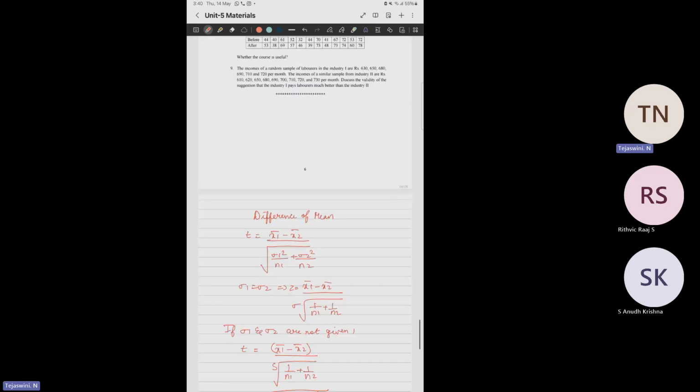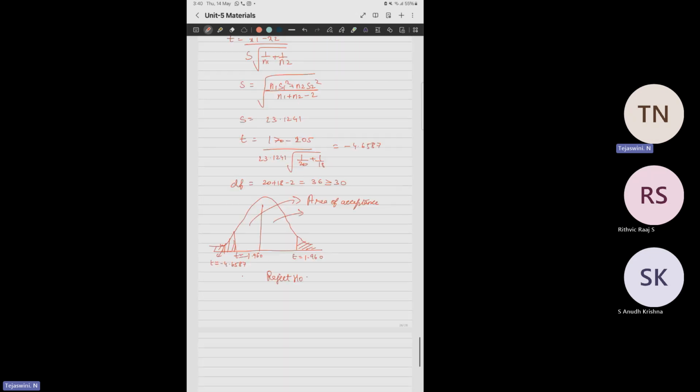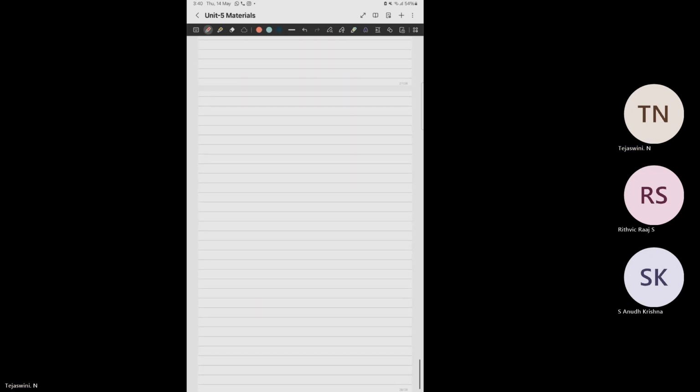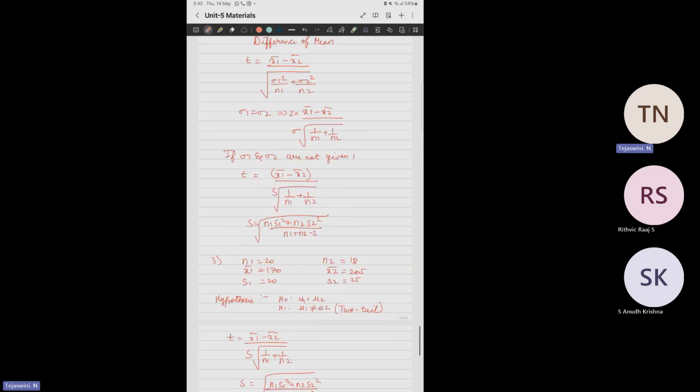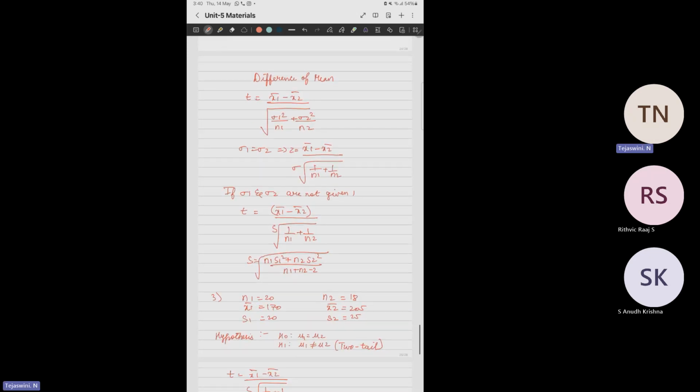So this is for large sample. Difference of mean, we'll see the formulas, and then I have one question for this. Difference of mean, value of t will be x1 bar minus x2 bar by root of sigma 1 square by n1 plus sigma 2 square by n2. Then sigma 1 and sigma 2 are given and not equal.